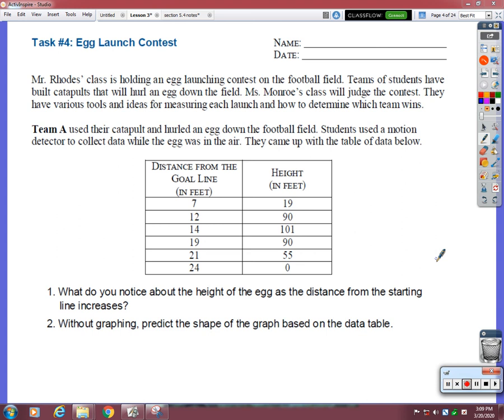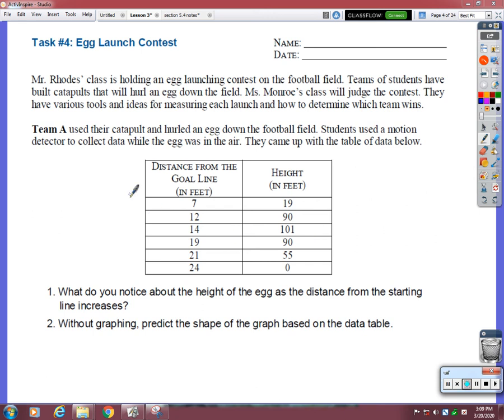So here's what we got for Team A. Team A used their catapult and hurled an egg down the football field. Students used a motion detector to collect data while the egg was in the air, and this is what they came up with. When the egg was 7 feet from the goal line, it was 19 feet in the air. 5 horizontal feet later, it was 90 feet in the air. And then 2 feet after that, it was 101, and so forth and so on.